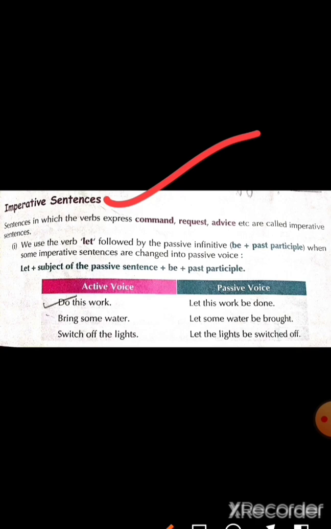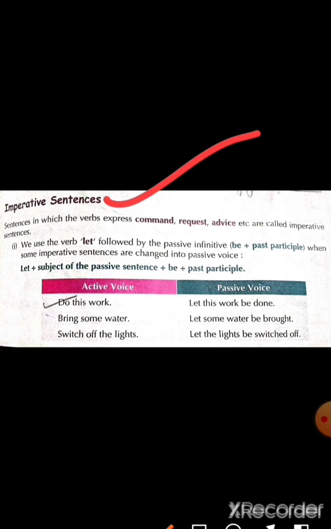The sentences in which the verb expresses command, request, advice, etc. are called imperative sentences. The sentence through which we express our request or any order, or we command someone, or we give advice to someone, all these kinds of sentences come under what? Imperative sentence. For example, do this work, shut the door. All these are imperative sentences. Now we know all these are imperative sentences, but how to change an imperative sentence to passive voice?